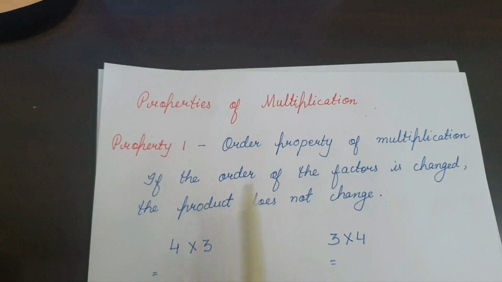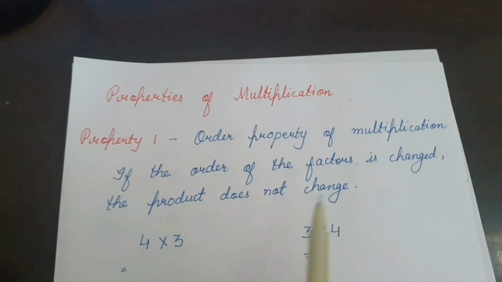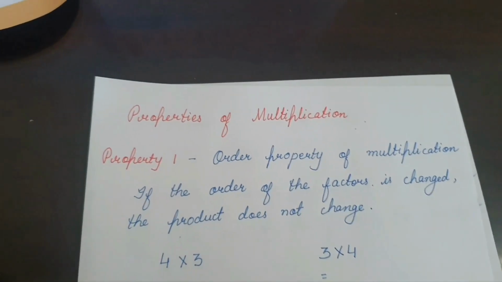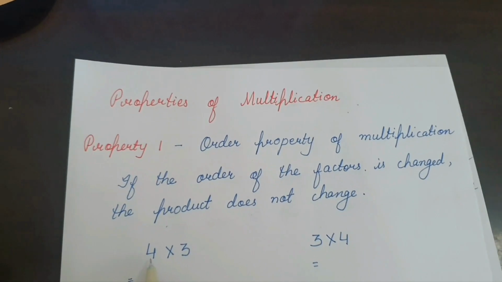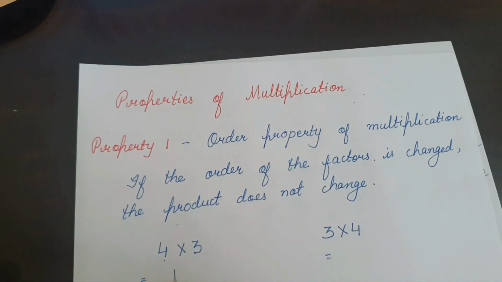Order property means if the order of the factors is changed, the product does not change. Order means whatever number you write first, it doesn't change the answer. Now here you can see it is written 4 into 3. What is your answer? 4 3s are 12.